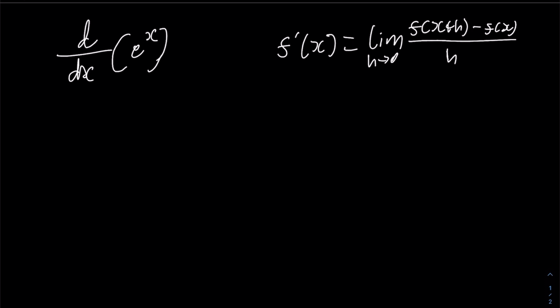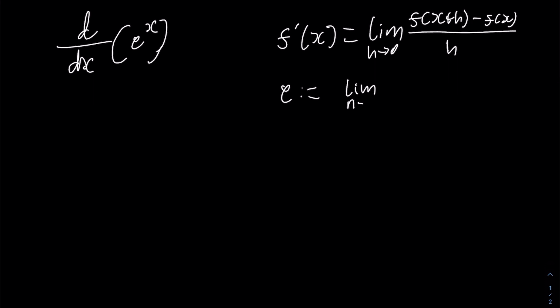Another thing we'll need to know is the definition of e, because we have the derivative of e to the x, so it might be useful to know the definition of e as the constant. We know that e can be defined as the limit as n goes to infinity of 1 plus 1 over n, all raised to the nth power, like so. So with these prerequisites, let's get started.